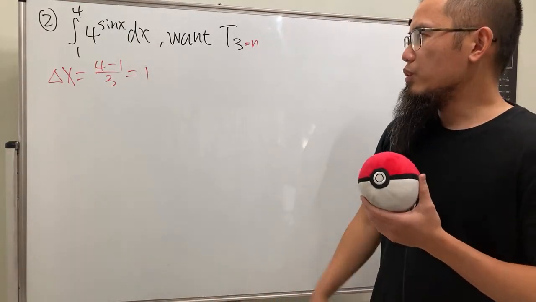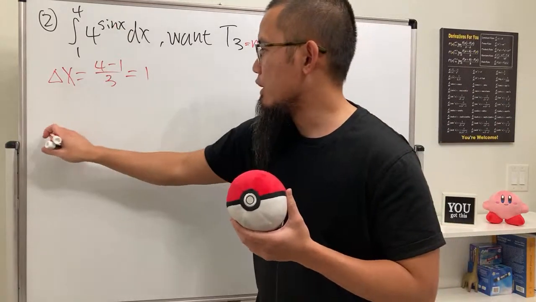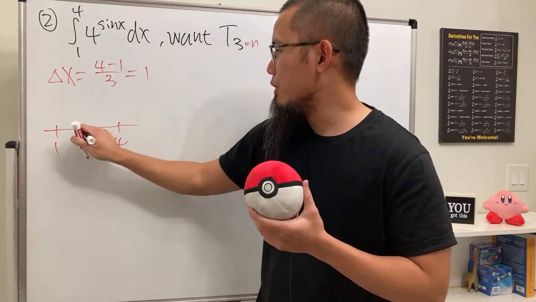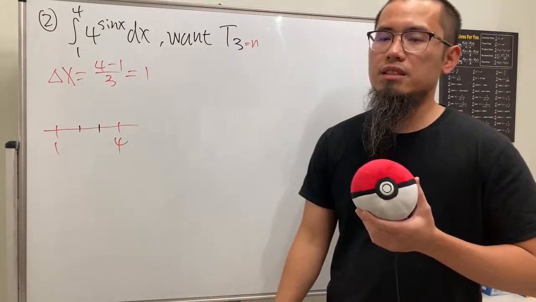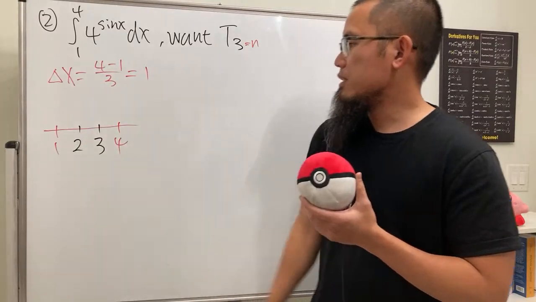And then you don't have to graph the 4 to the sine x power. All you have to do is just draw a number line, and then we are going from 1 to 4, and then you just make 2 cuts. And you know each piece is going to be 1 unit width, right?